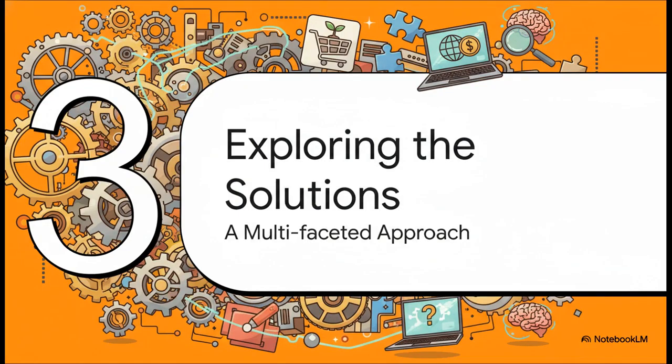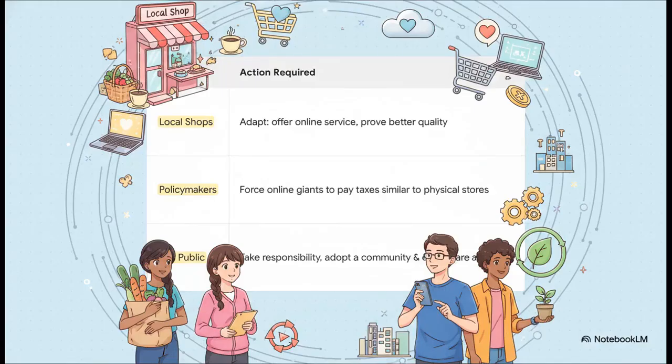Okay, so we've looked at all the problems. Now, what about the solutions? A really strong answer won't just offer one simple fix. It's going to look at the issue from a bunch of different angles. What's so great about this essay is that it doesn't just point fingers at one group. Instead, it argues for a solution where everybody plays a part, the shops, the government, and us, the public. This makes the argument feel really sophisticated and well-rounded.